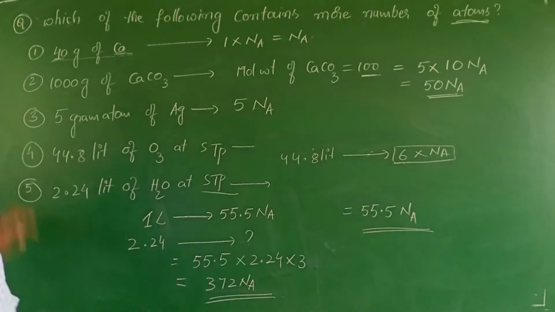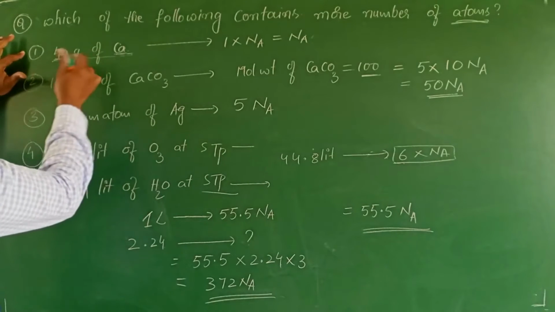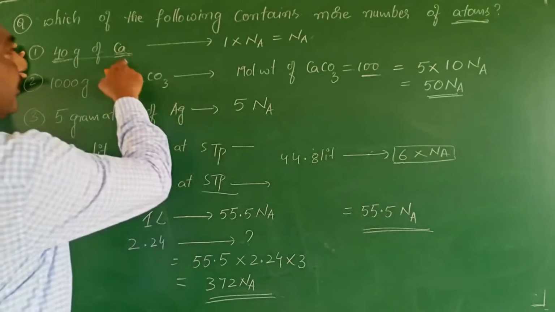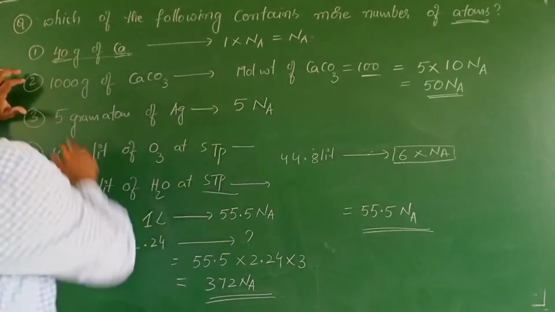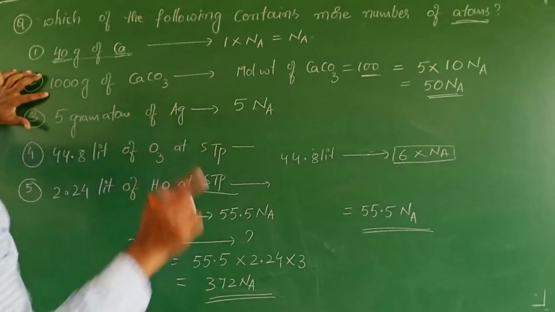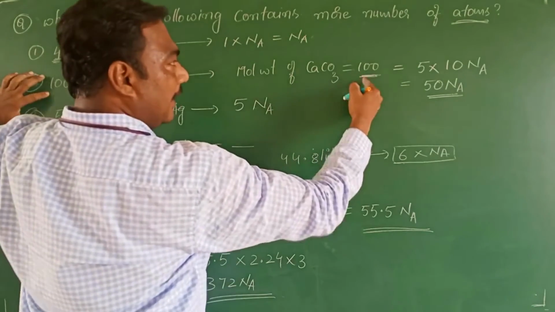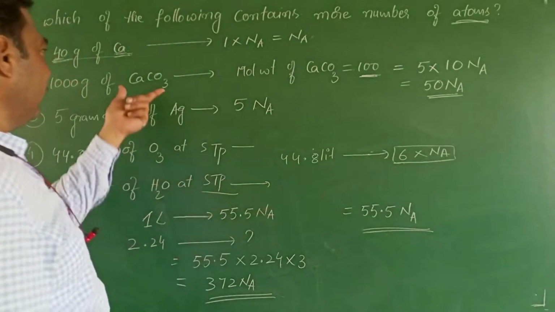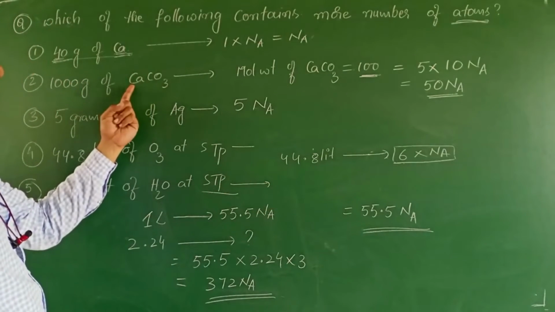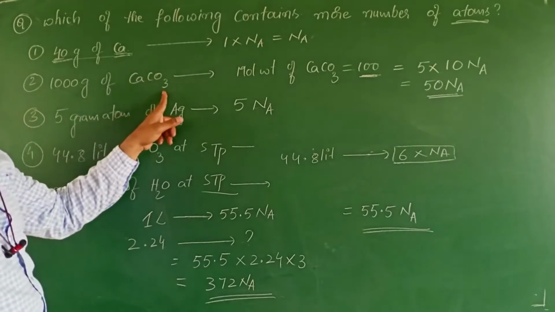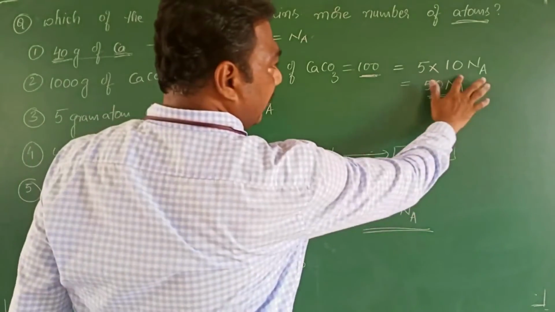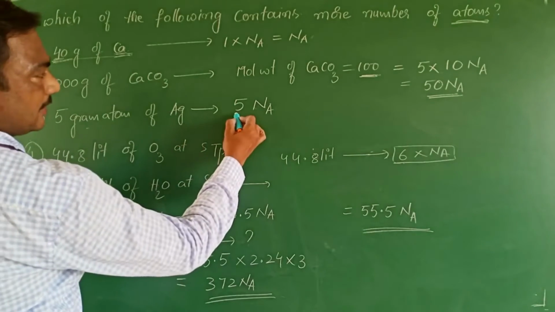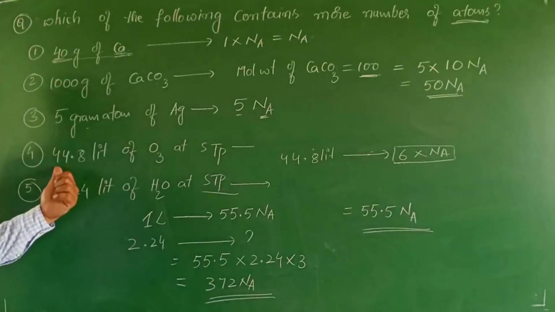Understanding? Right? Now, once again, 40 grams of calcium. 40 is nothing but its molecular weight, and calcium is nothing but only 1 atom. Therefore, Avogadro number of atoms. 1000 grams of calcium carbonate. What is the molecular weight of calcium carbonate? It is 100. 1000 grams means 10 times of its molecular weight. In 1 molecule, how many atoms are present? 1 calcium, carbon and 3 oxygens, total 5. Therefore, 5 into 10 Avogadro number. Now, 5 gram atom of silver means it is nothing but 5 into Avogadro number.